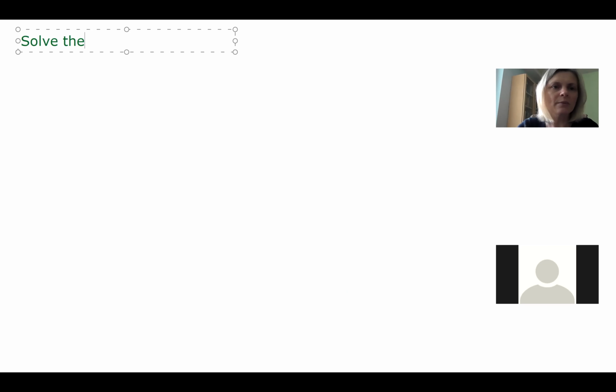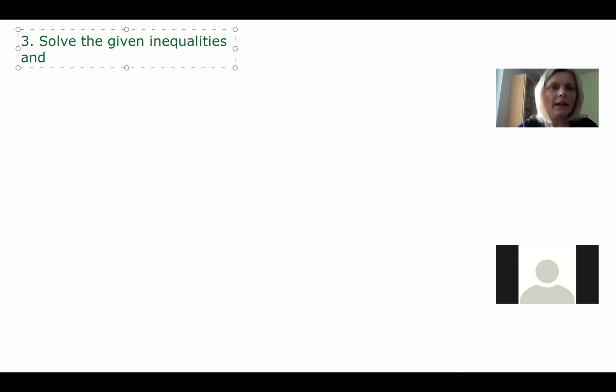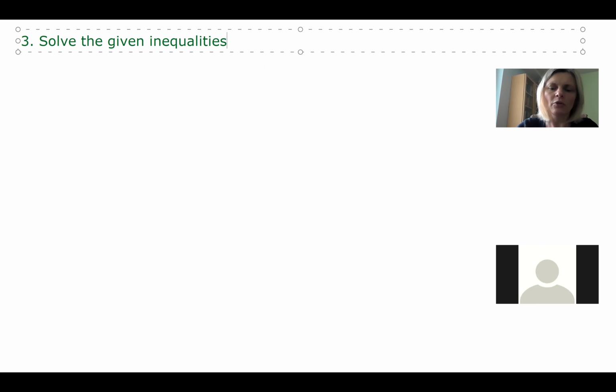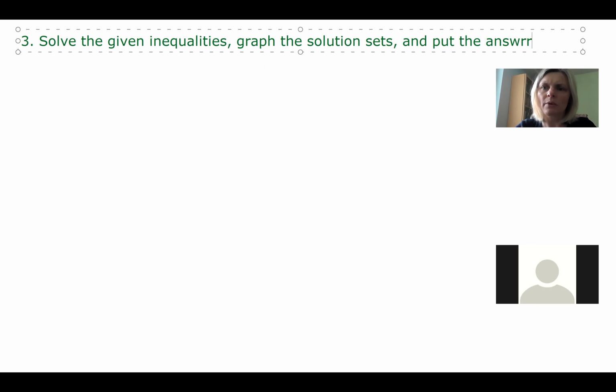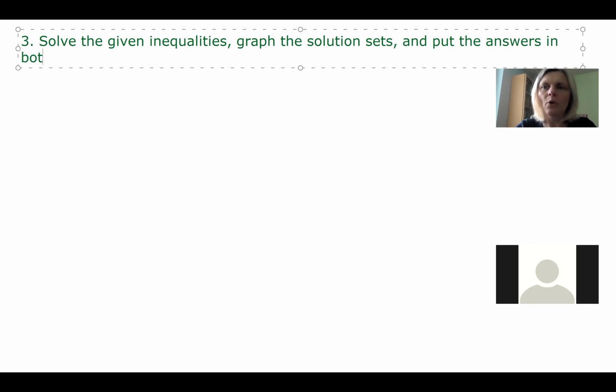So, this will be item 3, right? Solve the given inequalities and graph the solution sets and put the answers in both notations, okay?